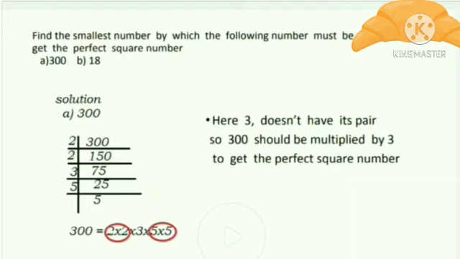So 300 is equal to 2 into 2 into 3 into 5 into 5. Here we can see 2 is having a pair and 5 is also having a pair. But see here, 3 does not have its pair. So 300 should be multiplied by 3 to get a perfect square number.